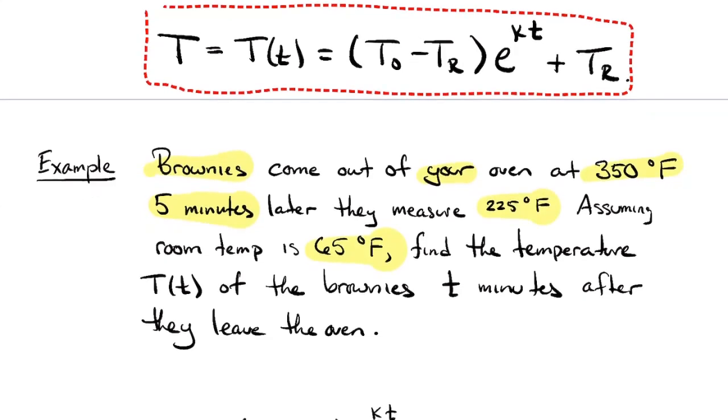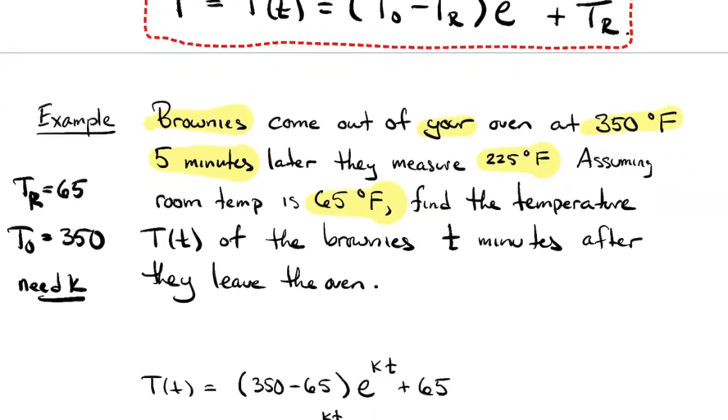Well, I've got the formula written for that solution right above there, right? We can plug in, let's just kind of make our cast of characters over here. T sub R, the room temperature, is 65. I'm going to leave the units out here, but that's degrees Fahrenheit. T sub 0 was the initial temperature. That's 350. That's what they came out of the oven at. Okay, K needs to be determined.